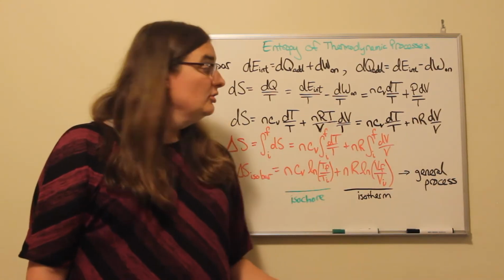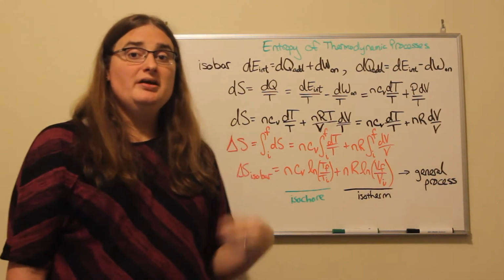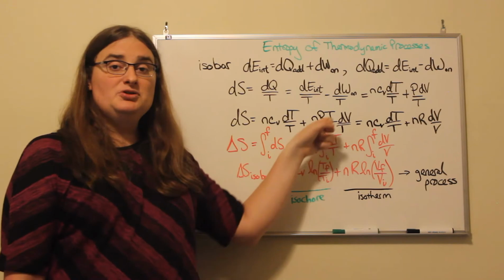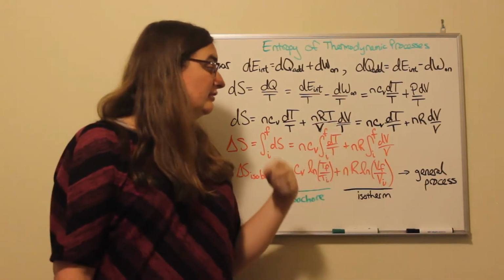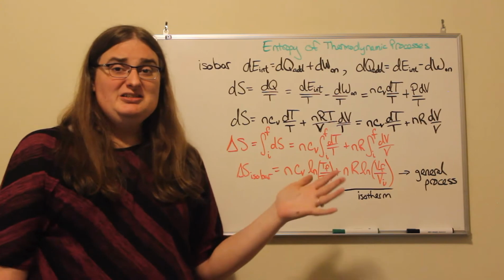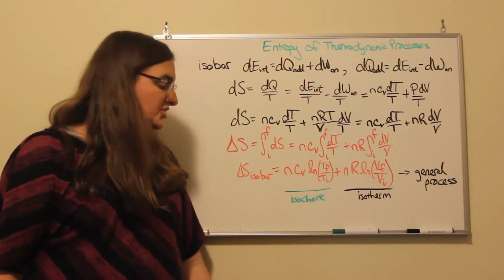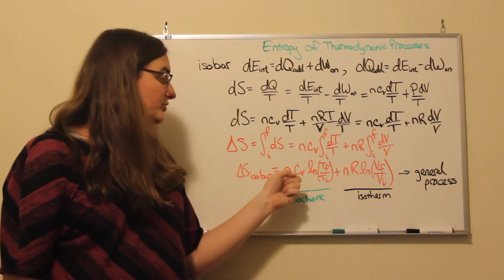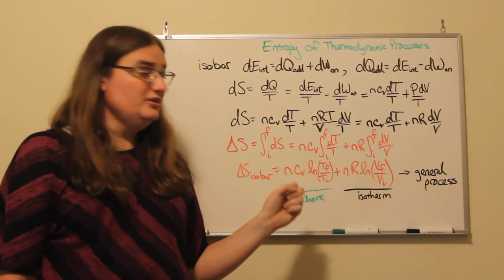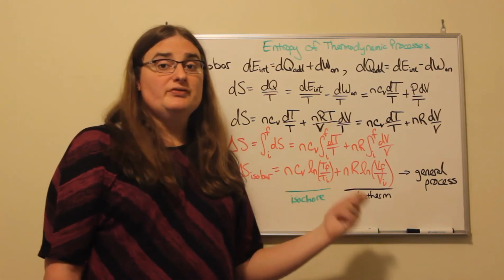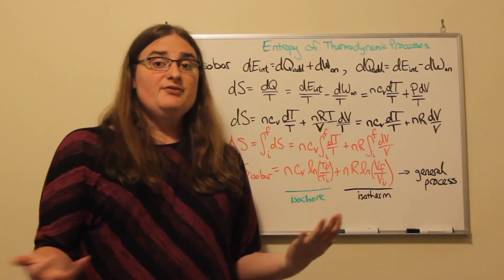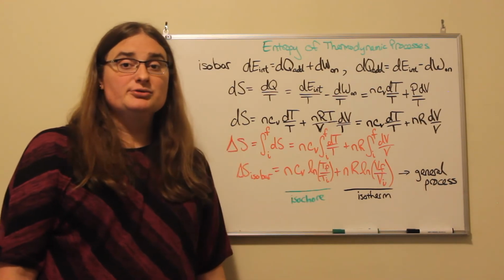So to find my total change in entropy from my initial state to my final state, when I integrate the right-hand side, I get the integral from my initial temperature to my final temperature of dT over T, and the integral from the initial volume to the final volume of dV over V. So for an isobar, and really just any general process, the change in entropy would be equal to the number of moles times the constant volume heat capacity times the natural log of the final temperature over the initial temperature plus the number of moles times the universal gas constant times the natural log of the final volume divided by the initial volume.